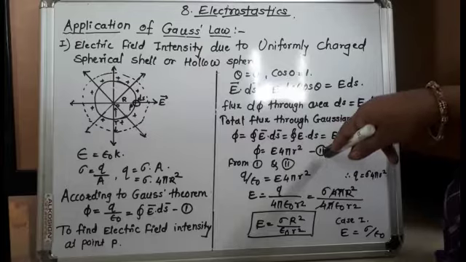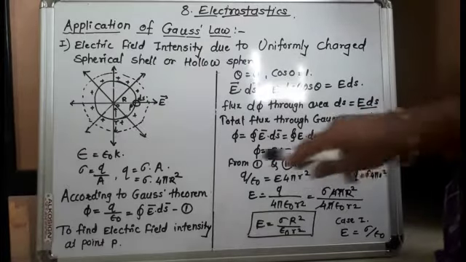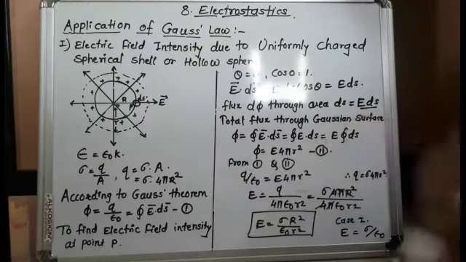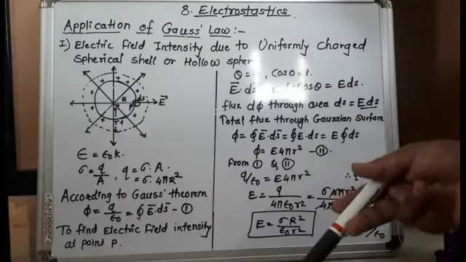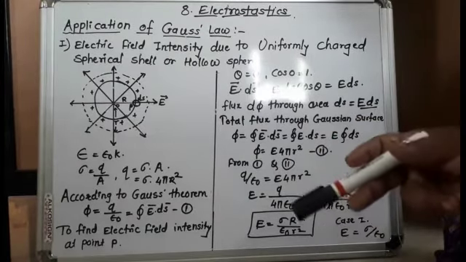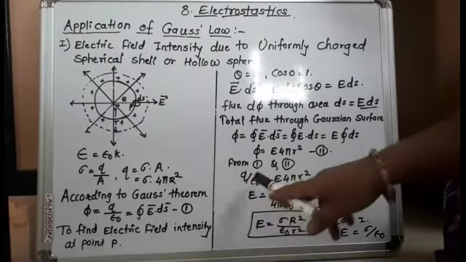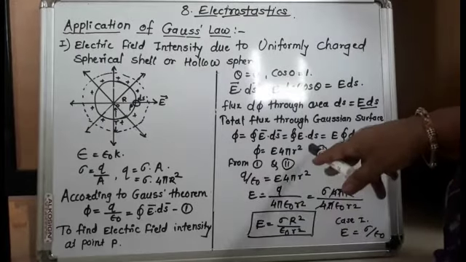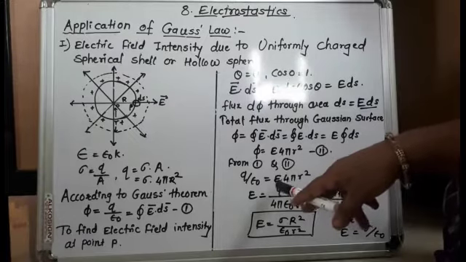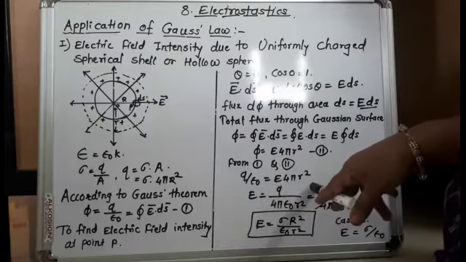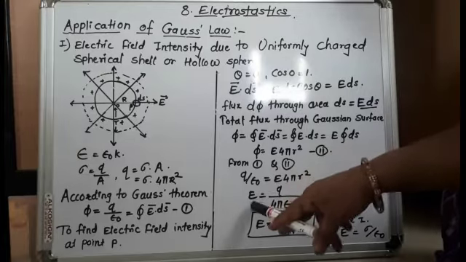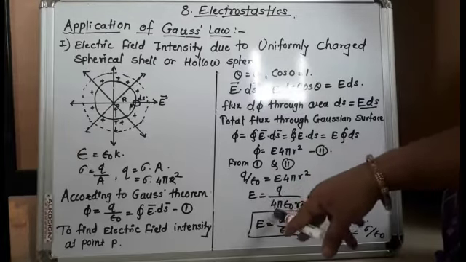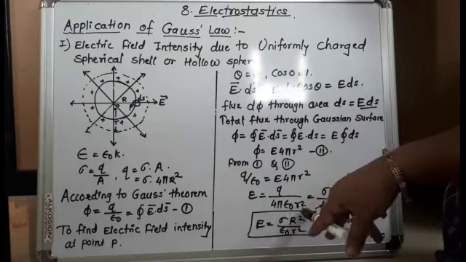Then compare equations 1 and 2. The left sides of equations 1 and 2 are both equal, so the right sides are also equal. The right side of the first equation is q upon epsilon 0 and the right side of equation 2 is E into 4 pi r square. Rearranging the terms, we get E is equal to q upon 4 pi epsilon 0 r square.